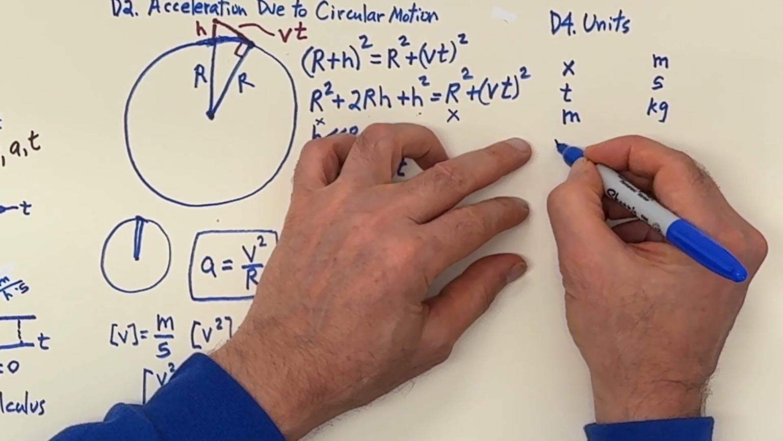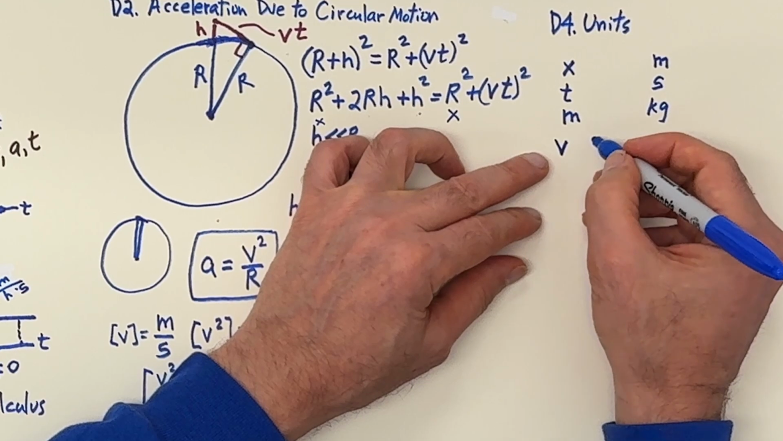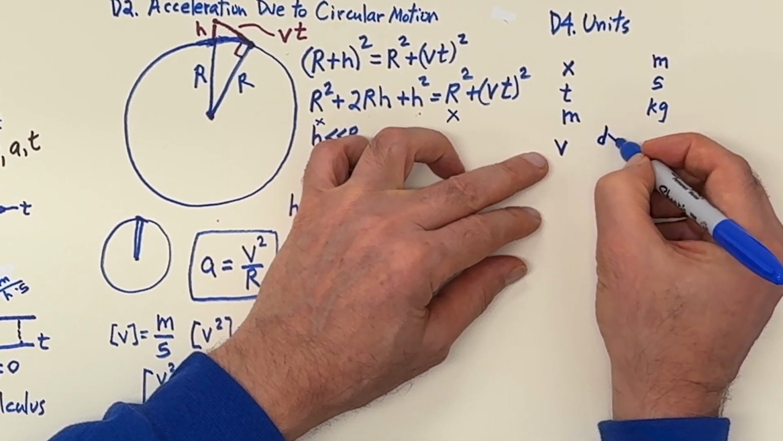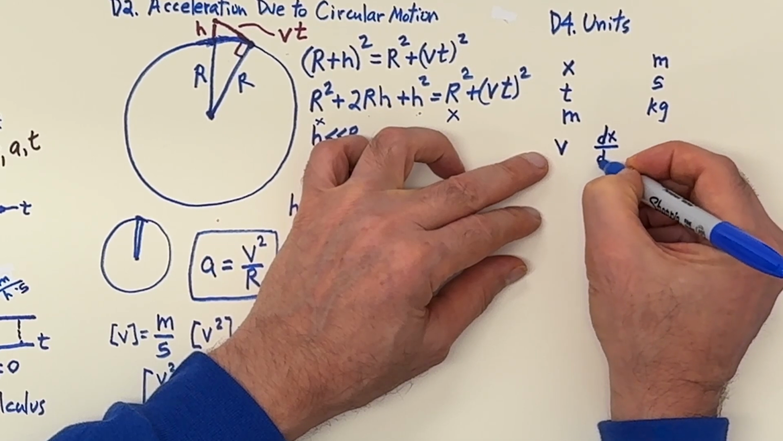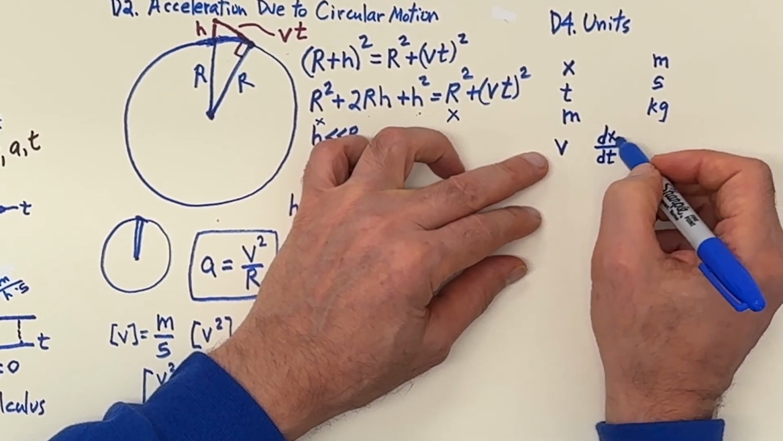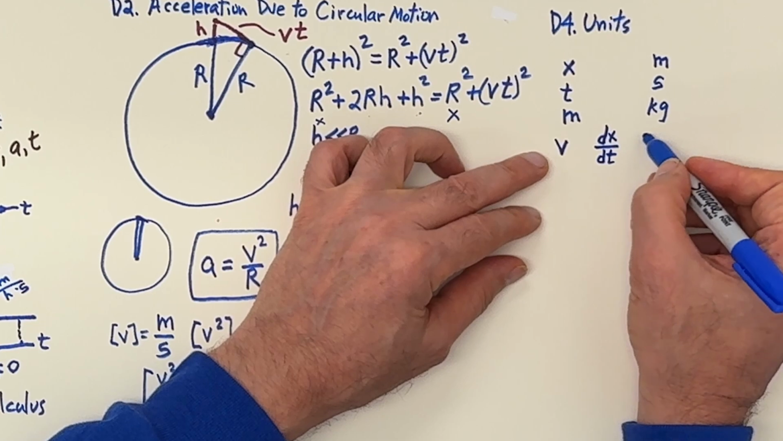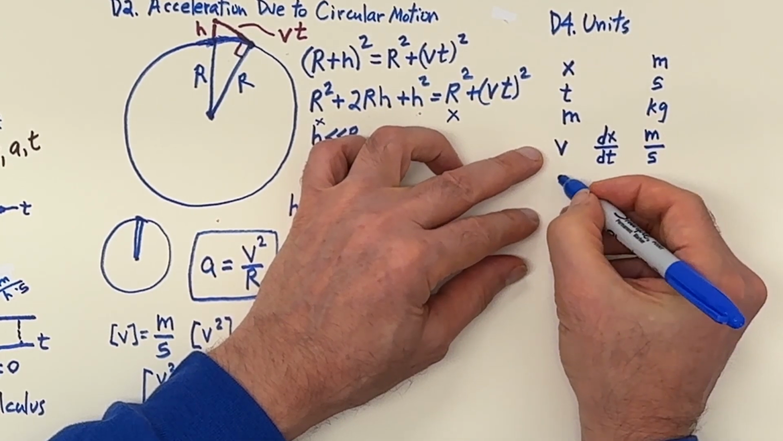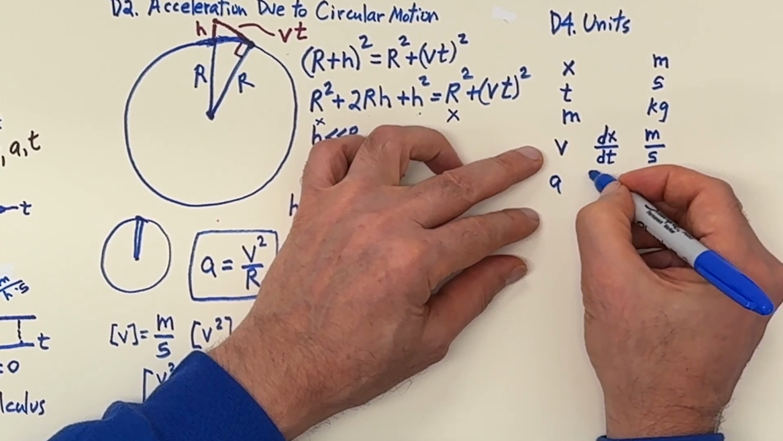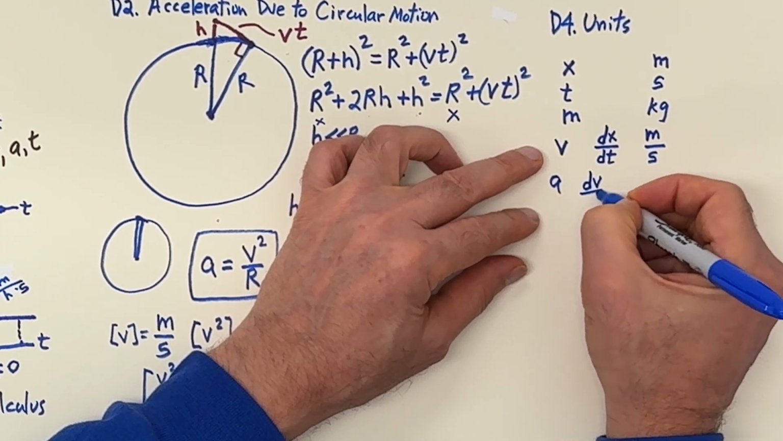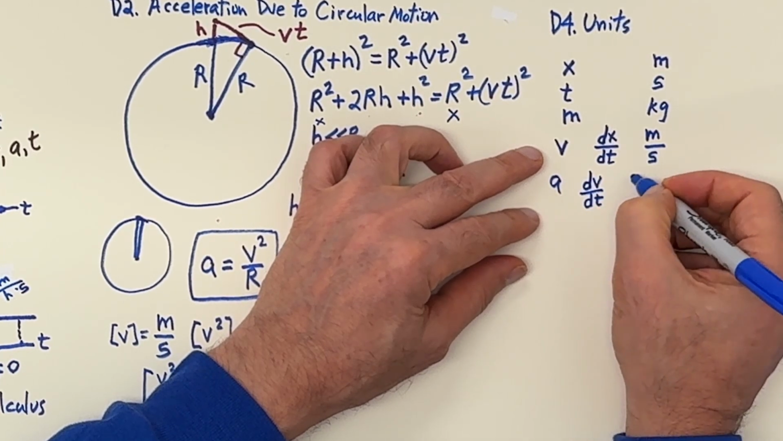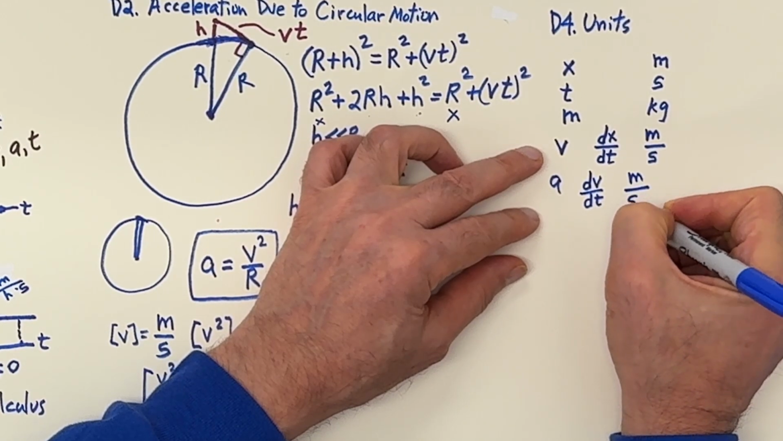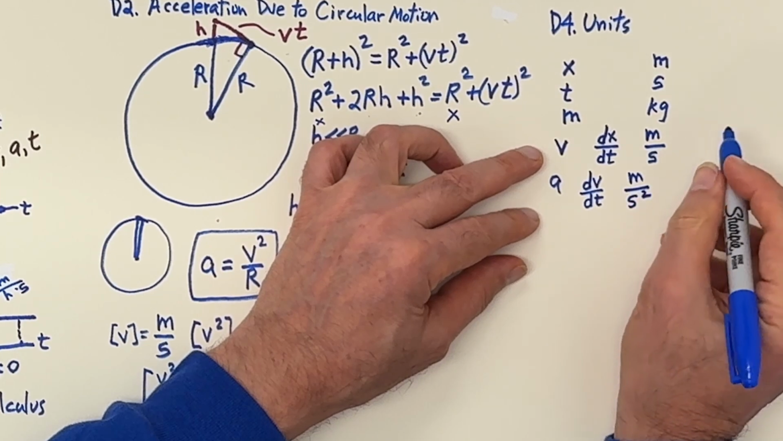Then the velocity is an example of one that's derived. In other words, this would be the derivative in one dimension here, the derivative of x with respect to time. This would be your velocity, and that would be then meters per second. And then for acceleration, you would have the derivative of the velocity with respect to time, and that would be meters per second per second, or meters per second squared.